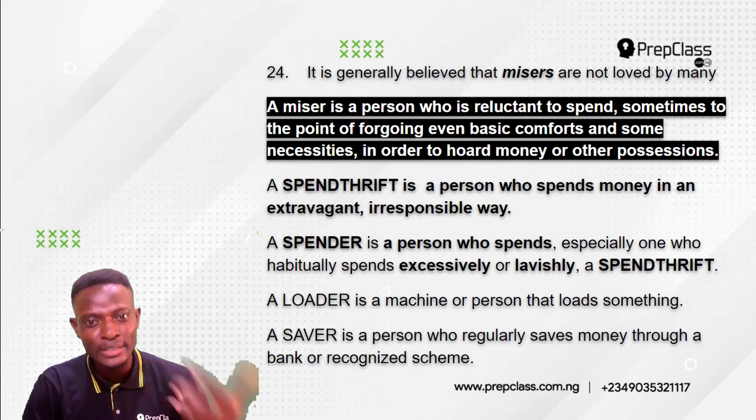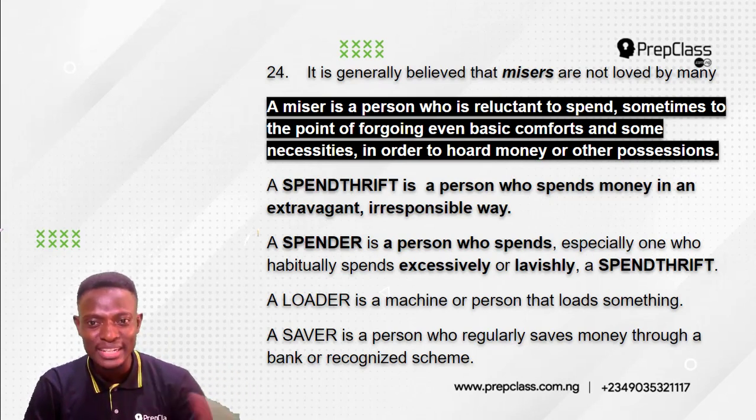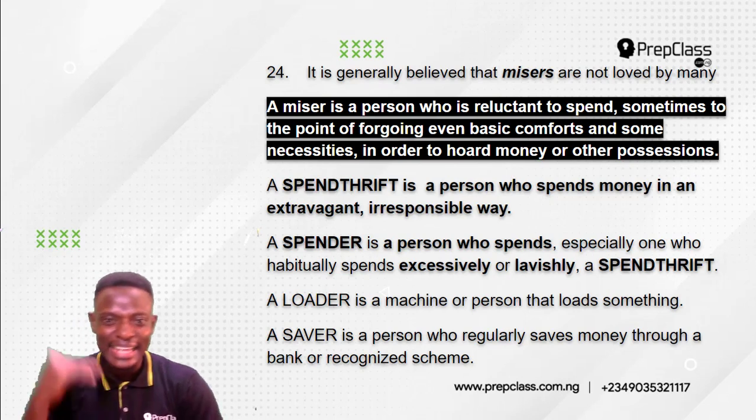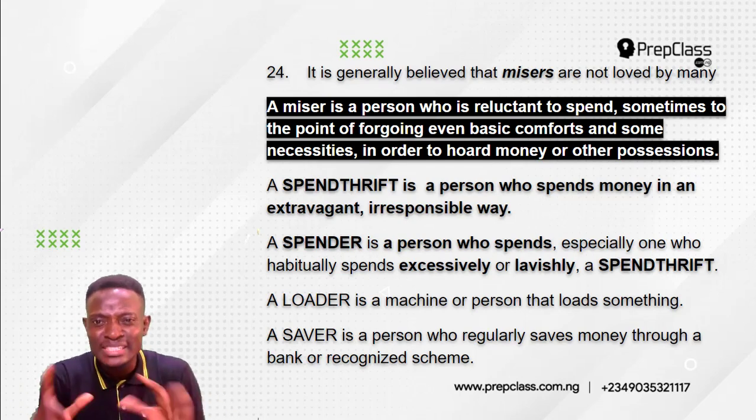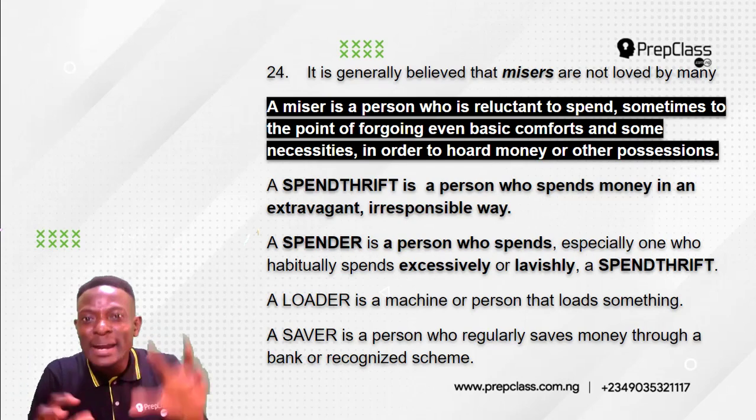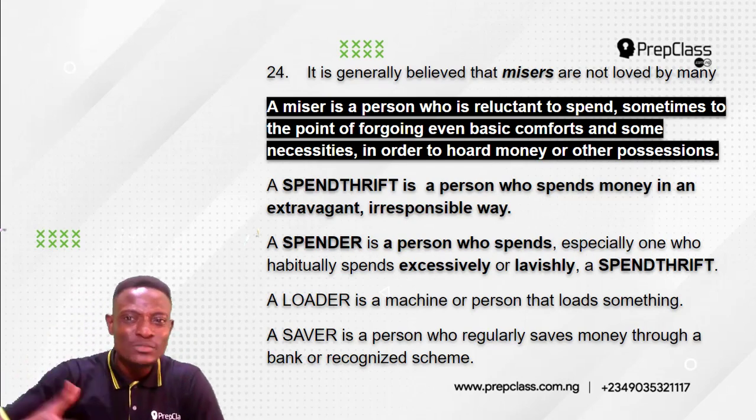Option C, a loader. A loader is a machine or person that loads something. Option D, a saver. A saver is a person who regularly saves money through a bank or recognized scheme. So which of these options is the opposite in meaning to miser? A miser is a person who is reluctant to spend.